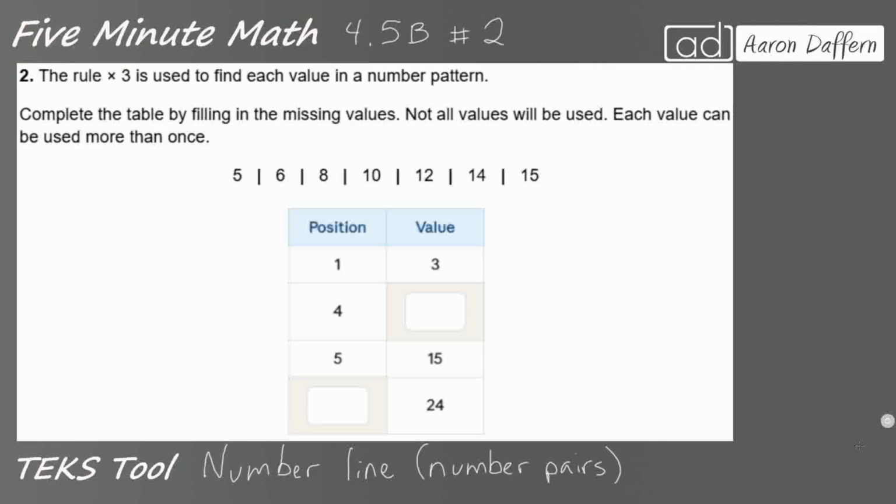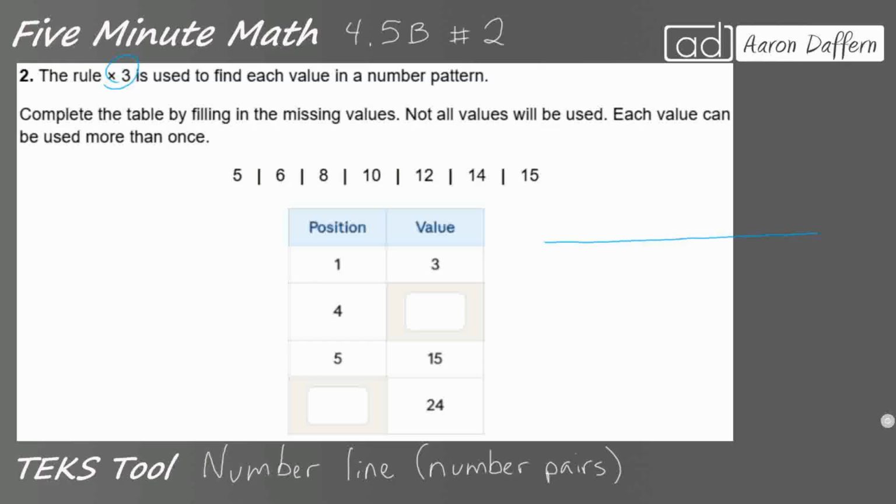So we have a table of values. We're missing two of our numbers. And look, it gives us a rule. It says that we've got to multiply by 3 to find each value in a number pattern. Now, what we could do here is just use the multiply by 3, but let me show you how this works on a double number line.